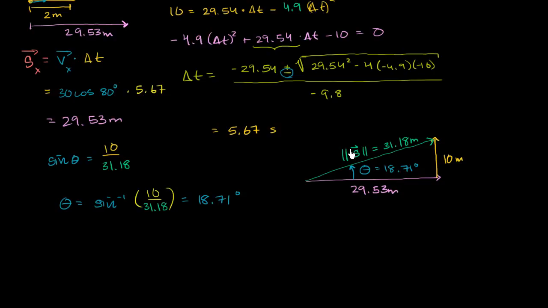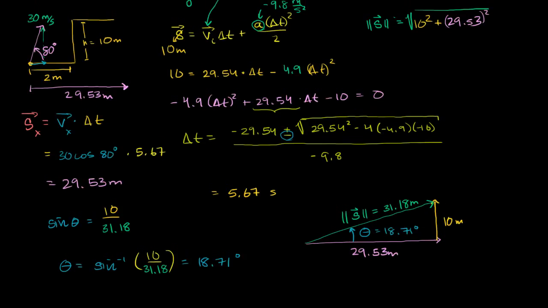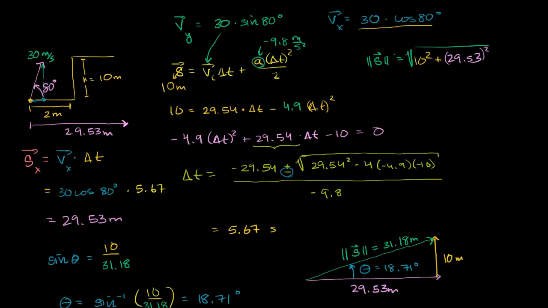So here we've constructed a vector. We took its vertical component and its horizontal component, and we were able to figure out the total vector. The projectile's path will look something like this. And we've just calculated its total displacement. Its total displacement is 31.18 meters, 18.71 degrees above the horizontal.